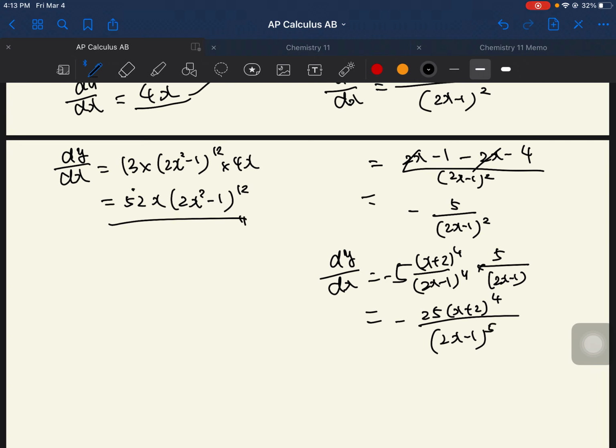Oh no, it's actually 2 here, so it's not 5, it's 6. So it's going to be 6. That's all.